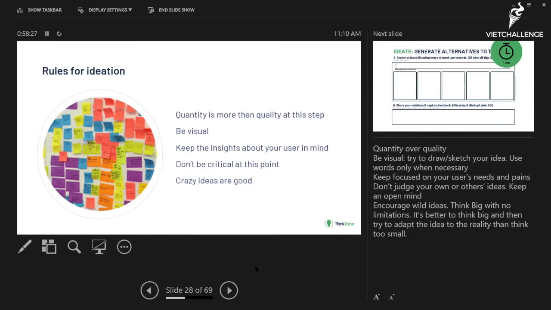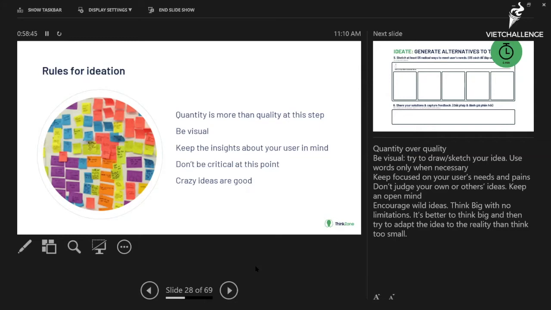Keep the insights about your user in mind. We did everything for a purpose, asking questions to your user. We really try to understand what makes their travel planning experience good or bad. So in your solution, you have to consider all those insights, because you asked questions for a reason.